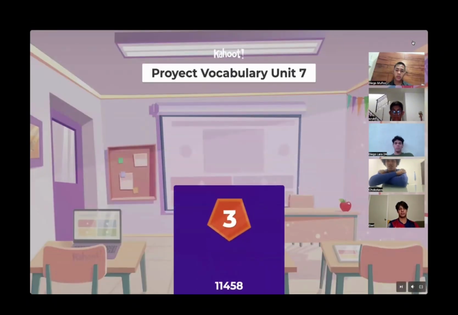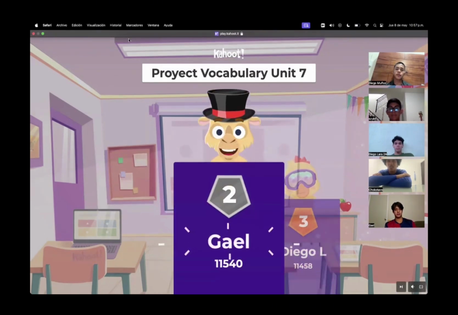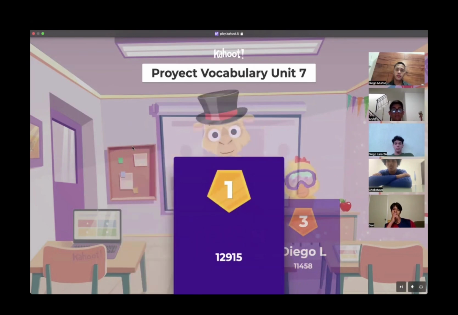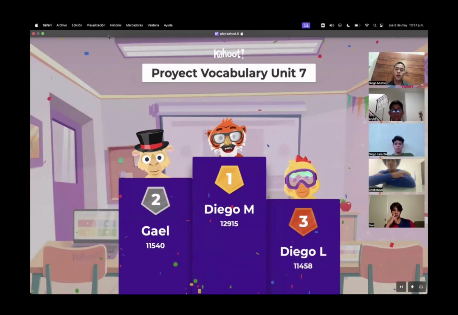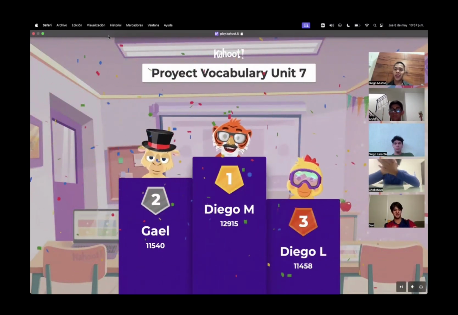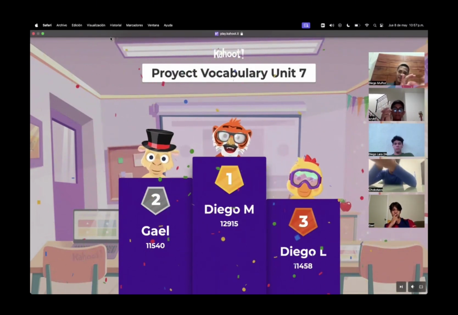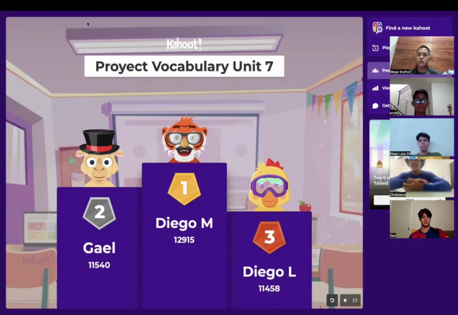Okay, let's check who is the third place. Diego Lara is third place. Second place is Gael, and the winner is Diego Muñoz. Wow, I won. Well done, well done. Thanks, guys, for paying attention to the vocabulary Unit 7 progress. Now, my teammates will show you the reading of the Unit 7.